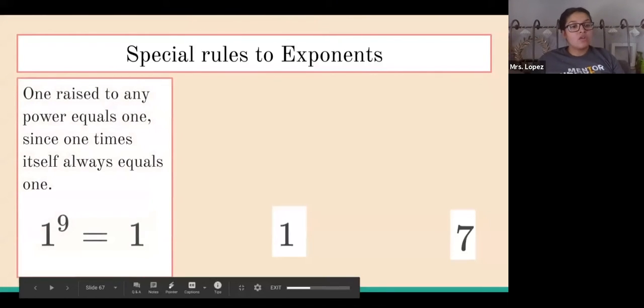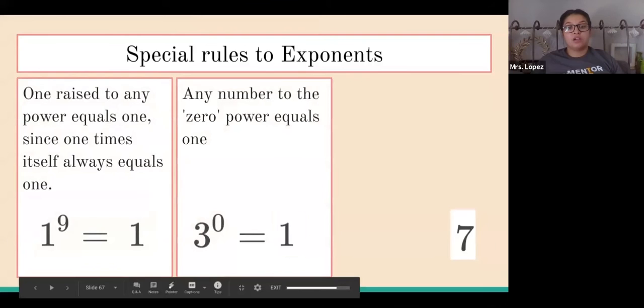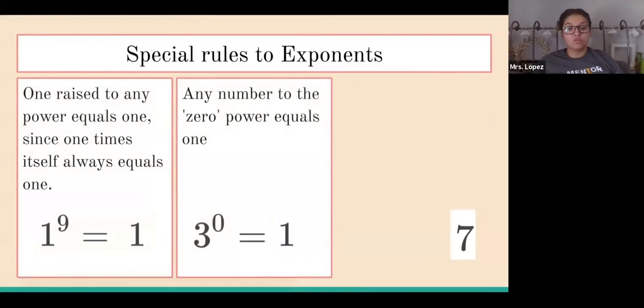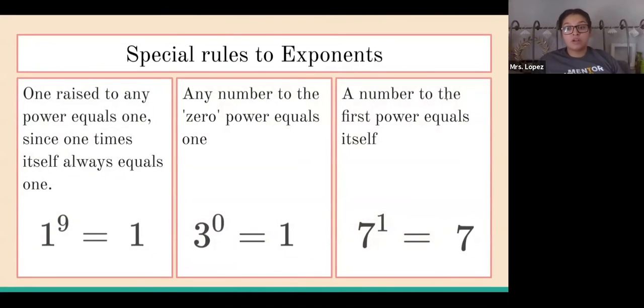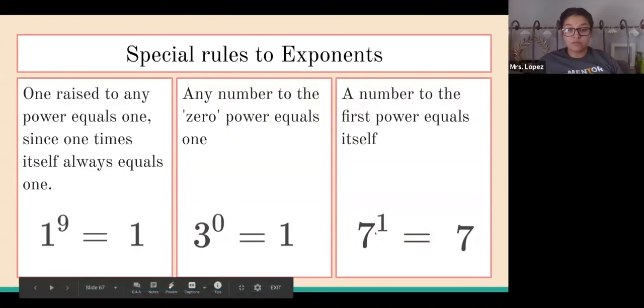Okay, so we've had this first rule. Now we have our second rule. Any number to the 0 power equals 1. So when 3 is raised to the 0, it is always going to be 1. And then our third and last special rule for exponents is a number to the first power equals itself. So if you have 7 raised to the 1, or its power of 1, it is always going to be that base number 7 or the base number 6. Whatever number you have, it's always going to be that.